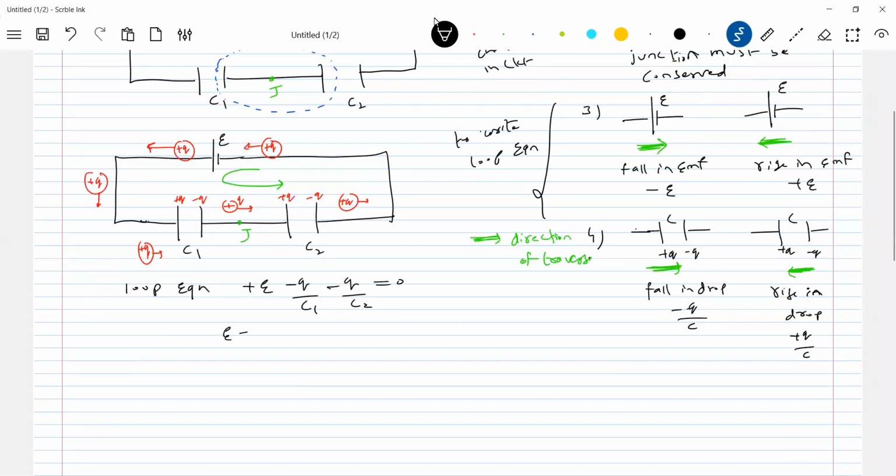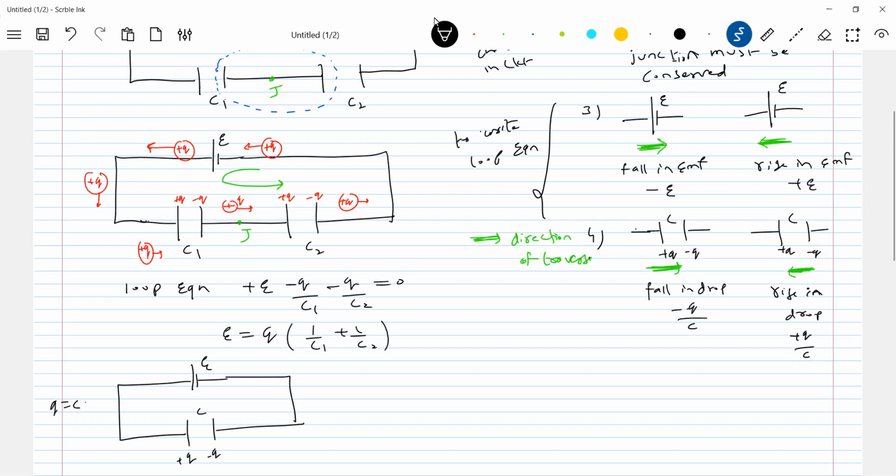So this should be equal to Q times (1 by C1 plus 1 by C2). I want to replace these two with an equivalent capacitance so that the same charge is there across the same cell. Then what is Q here? From this circuit, Q equals C into E. Substitute here, E equals Q by C. So what is the effective capacitance? 1 by C = 1 by C1 plus 1 by C2. When two capacitances are in series, the effective capacitance is given by this formula. I'll write it here.